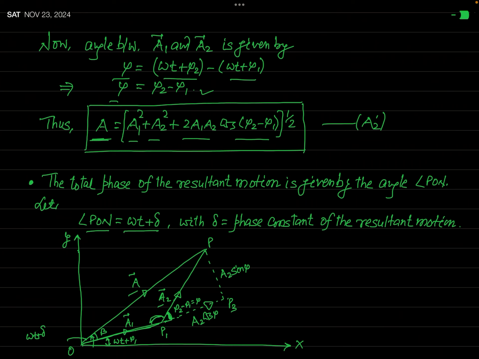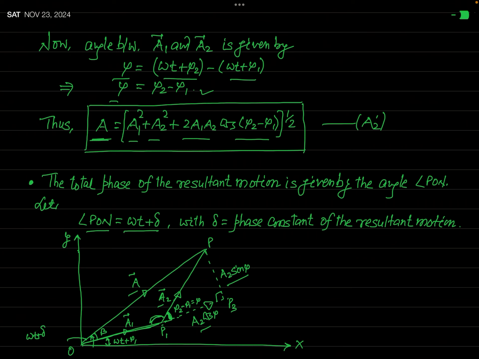Now you can see from this figure, if you draw a perpendicular, let us say this PP3, then from the right angle triangle P1 P3 P, this PP3 will be A2 sin phi and P1 P3 will be A2 cos phi. It is obvious from the geometry of the figure.